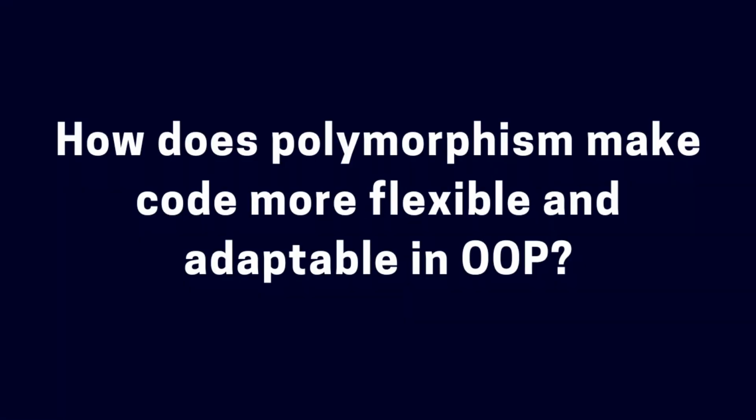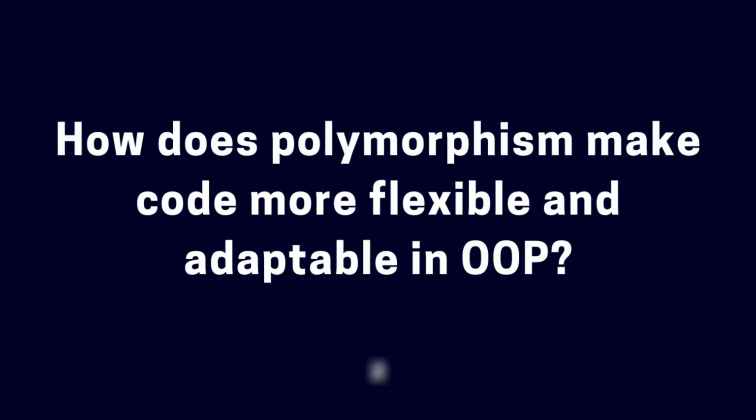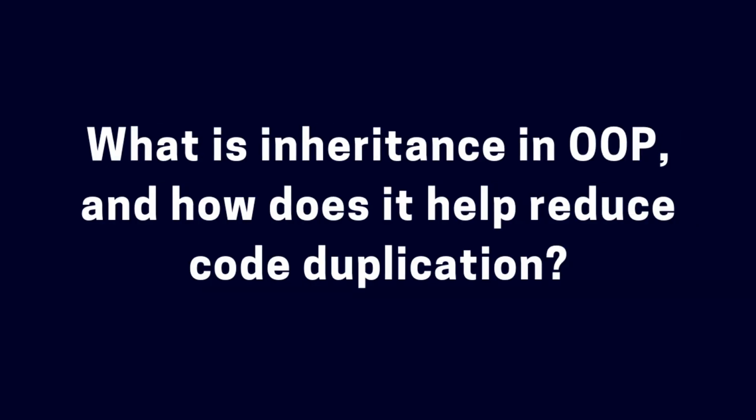How does polymorphism make code more flexible and adaptable in OOP? Polymorphism makes code more flexible and adaptable by allowing the same method or function to work in different ways depending on the object it is used with. This reduces the need for repetitive code and makes it easier to handle different types of objects in a consistent way. What is inheritance in OOP, and how does it help reduce code duplication?